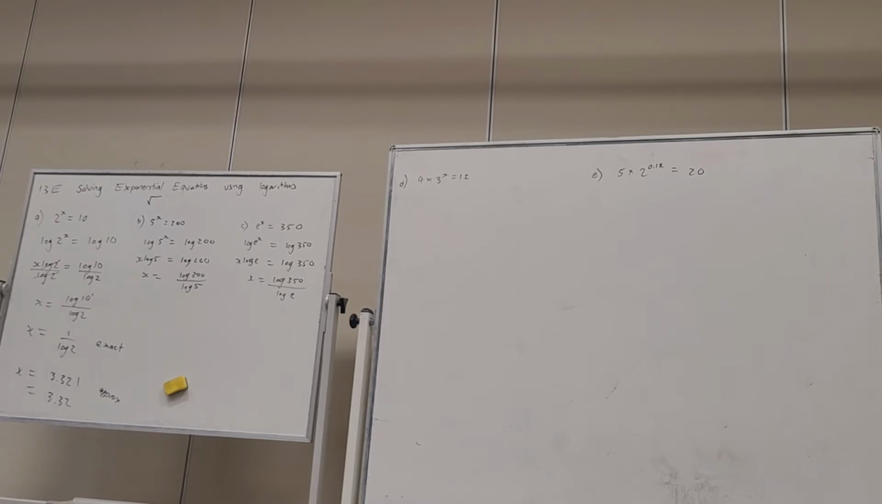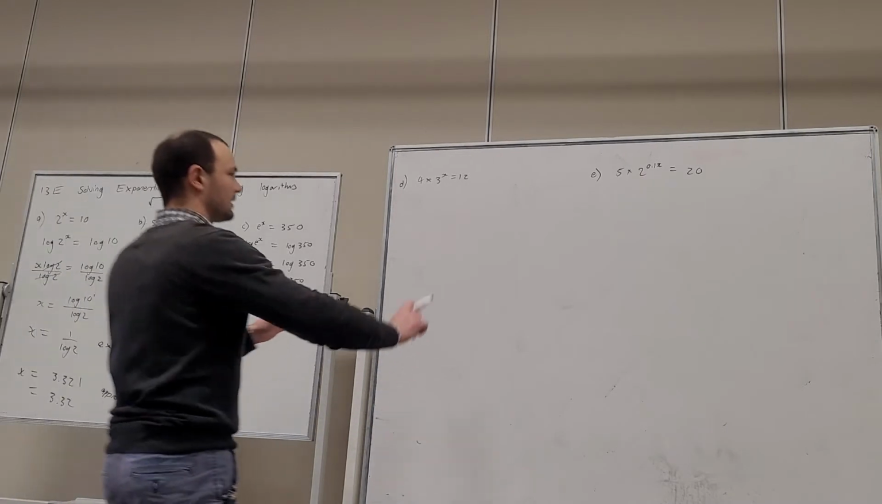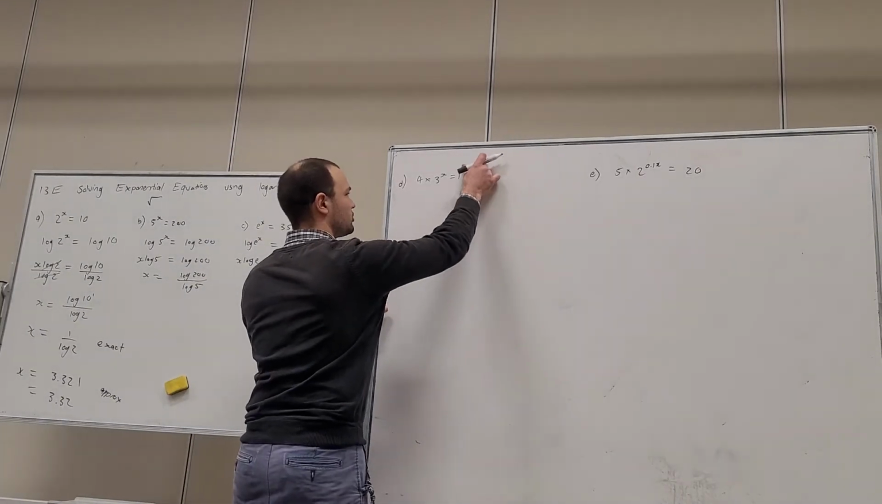Okay, moving on to the next one. Surely it doesn't say 4 times 3 to the x equals 12. Is that the question? Oh. Let's just change it a tiny bit, just to make it a little bit harder. Let's change that to 20.